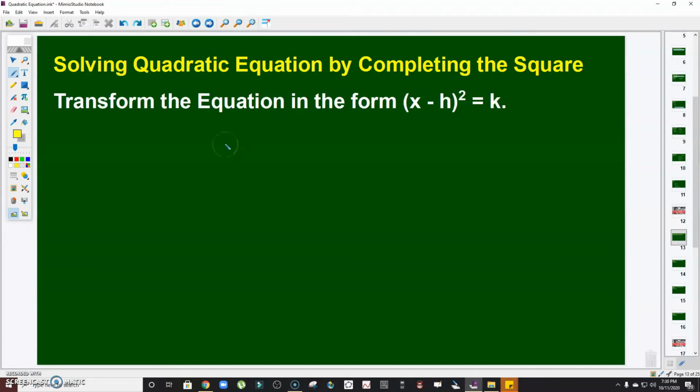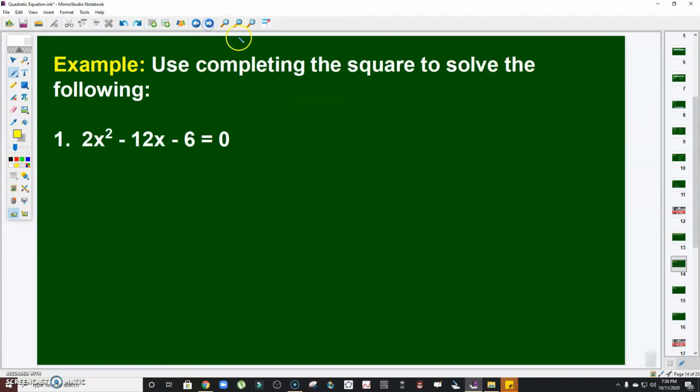Okay, so the next technique in solving quadratic equations is by completing the square. To do this, we have to transform the quadratic equation into the form (x minus h) squared equals k. See that? This is a perfect square. Now, how are we going to do that?